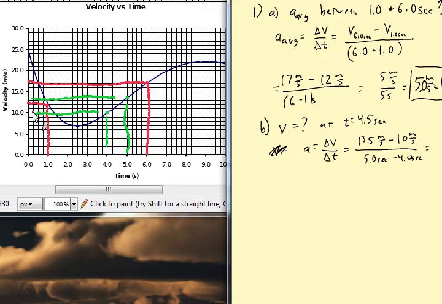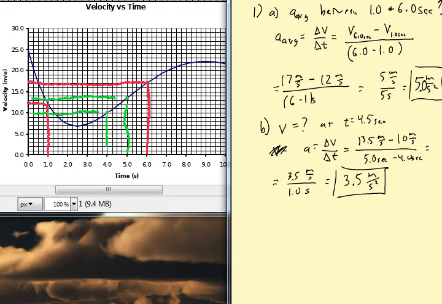And then this equals 3.5 meters per second over 1.0 seconds. And so our acceleration is going to be 3.5 meters per second squared. That's our answer for part B. Okay, that's reasonable. Part C, what is the displacement of the object from 2.5 to 9.0 seconds?